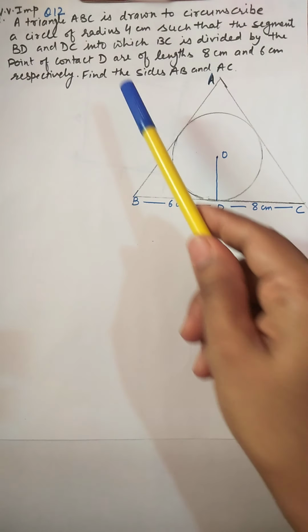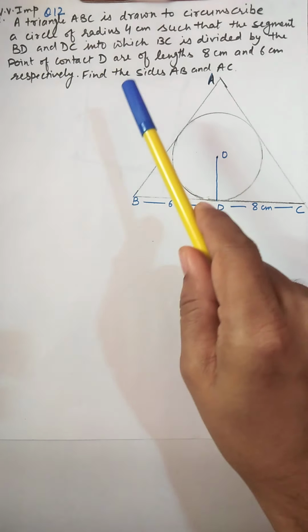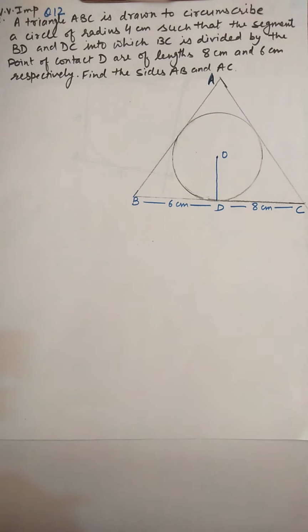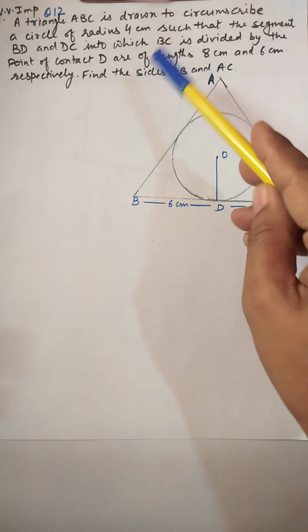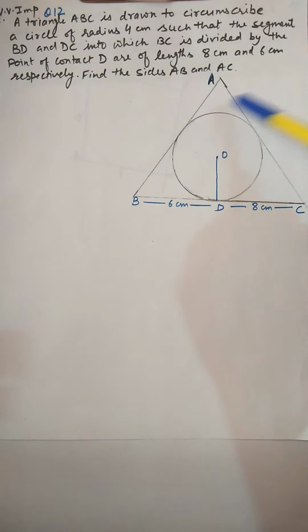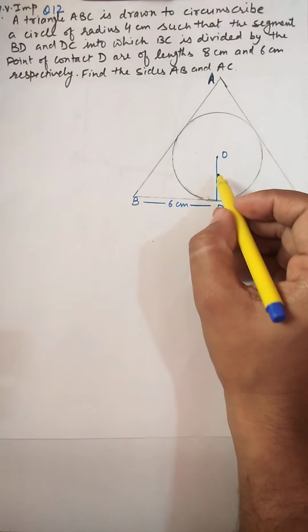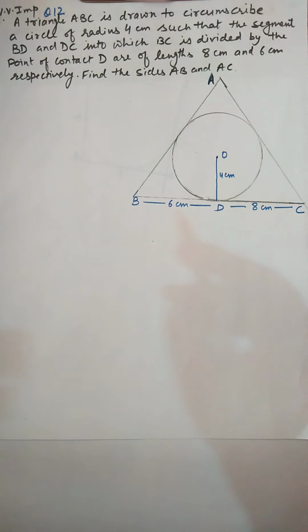Now see this question number 12, and this is the most important question of this exercise, and it will come for 4 marks. This question is a triangle ABC. You can see this triangle ABC is drawn to circumscribe a circle, means this triangle is circumscribing a circle. You can see the center is O and radius is 4. It's given to you, this is 4 centimeter.